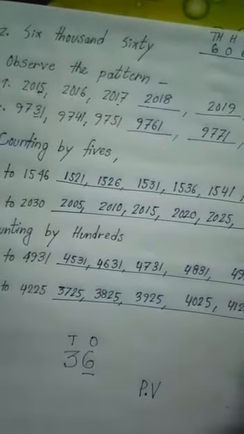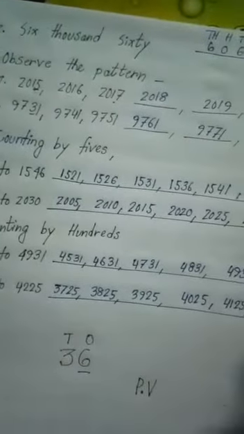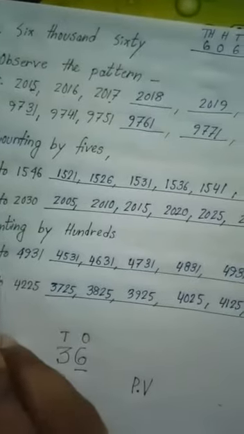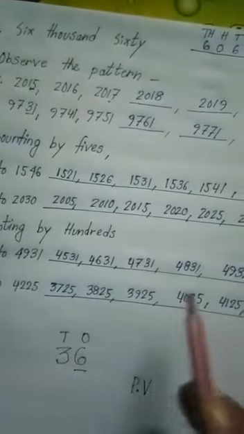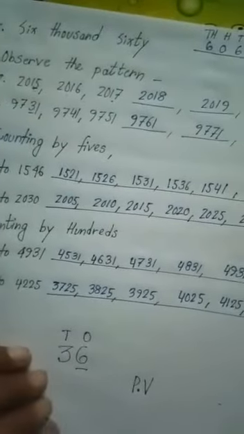And now the part H question, 4531 to 4931, you write down increasing by 100. You just change the 100 place: 500, 600, 700, 800, 900. In this way you just change the number.